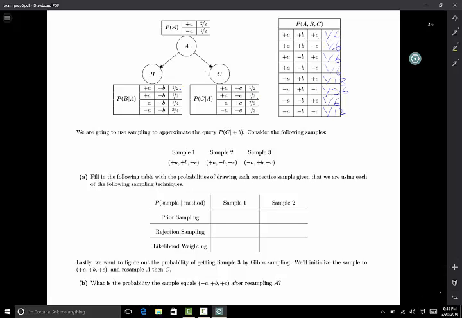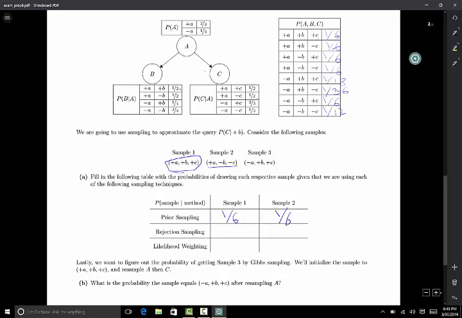So for prior sampling, the probability of getting plus A plus B plus C would just be the joint of this definition of the variables. And for sample 2, we'd get again the joint of plus A minus B minus C, which is also 1/6.